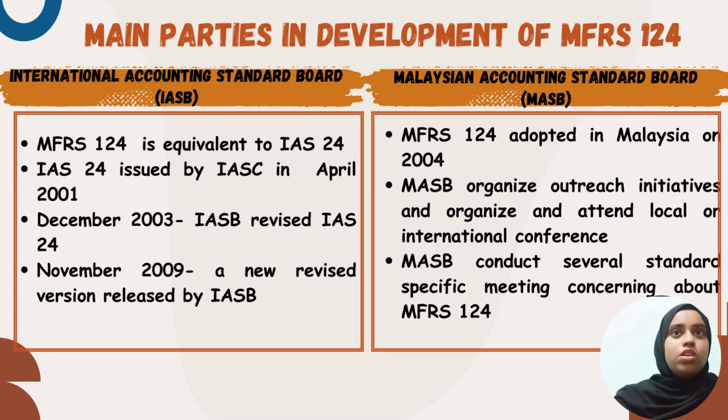MASB also organizes outreach initiatives, organizes and attends local and international conferences, public forums, working group meetings, and teleconferences to interact with a variety of stakeholders, both locally and globally, related to the MFRS. In addition, MASB also conducted several standard-specific meetings concerning the MFRS 124 related party disclosure, as well as MFRS conference calls with publicly traded companies and auditors. Not only that, MASB also conducted many educational seminars with academics and institutions.